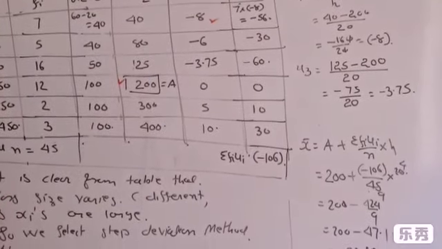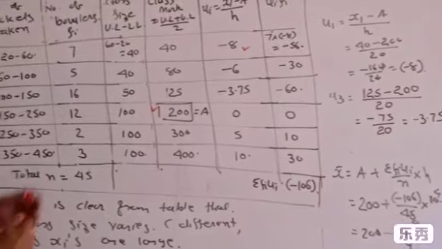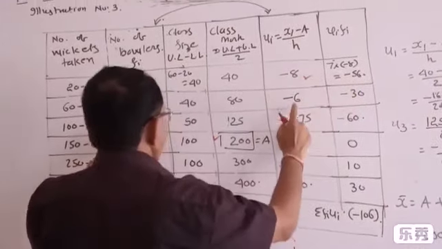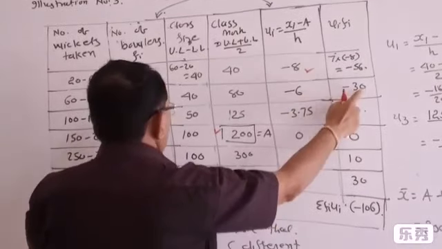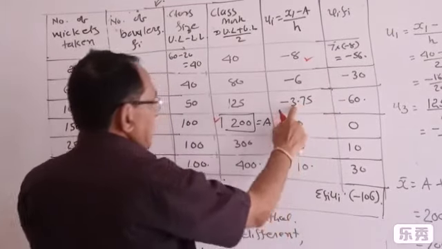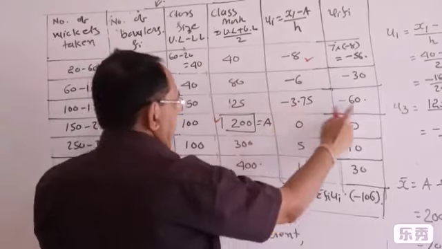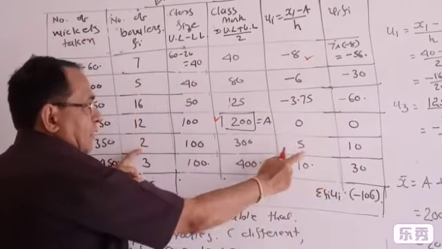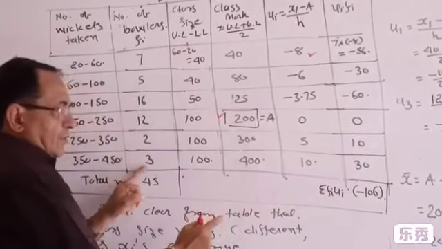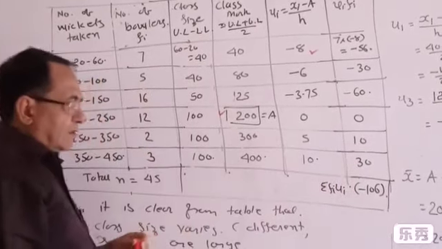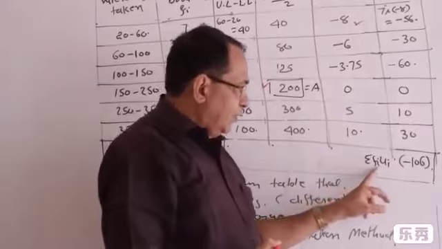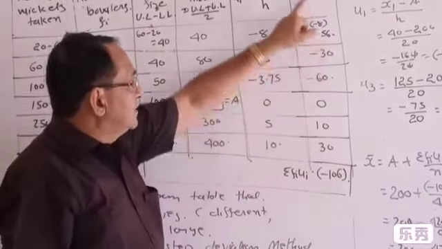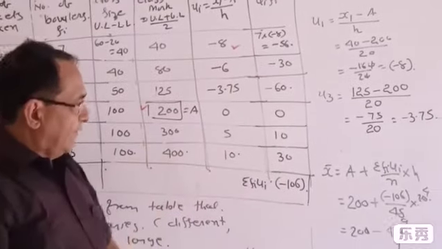Now what do you do? fiui: 7 times minus 8 is minus 56, 5 times minus 6 is minus 30, 16 times minus 3.75 is minus 60, 12 times 0 is 0, 2 multiplied by 5 is 10, 3 multiplied by 10 is 30. So the sum of fiui is equal to minus 106.